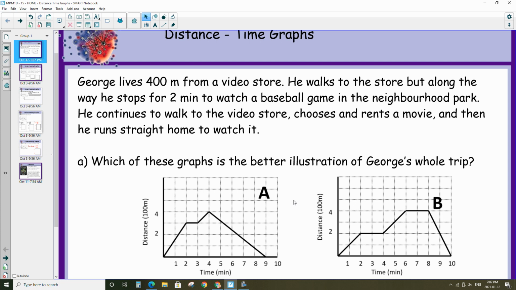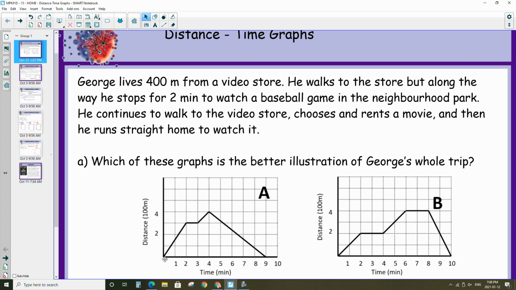So think about what's happening in the story. So he's 400 meters away from the video store. So there's 400 meters here. The graph has time along the bottom on the x-axis, and the y-axis has distance. So 400 meters, so both of them go up to 400 meters. He stops for 2 minutes. So which of these two graphs demonstrates him stopping for 2 minutes?